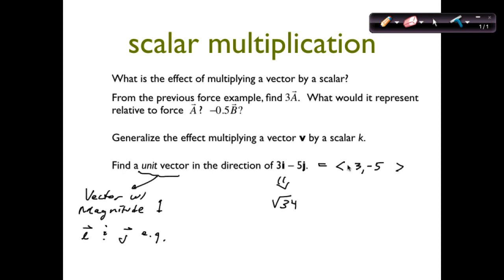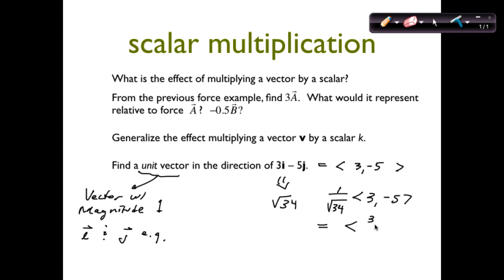Yes, sir? What of the magnitude? Yeah, so if I take 1 over radical 34 of it, if it has magnitude of radical 34, then 1 over radical 34 of it will give me magnitude 1. Should make sense. Does it make sense? So I'm going to take 1 over radical 34 of (3, negative 5).